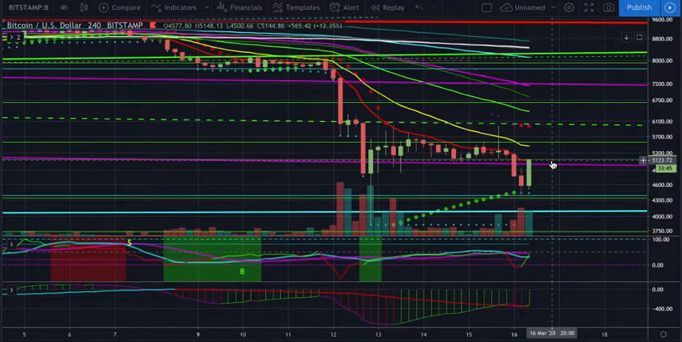Until we do confirm a trend reversal on some of the lower time frames, in which case we can start hoping, wishing, or identifying a trend reversal on longer time frames as well.